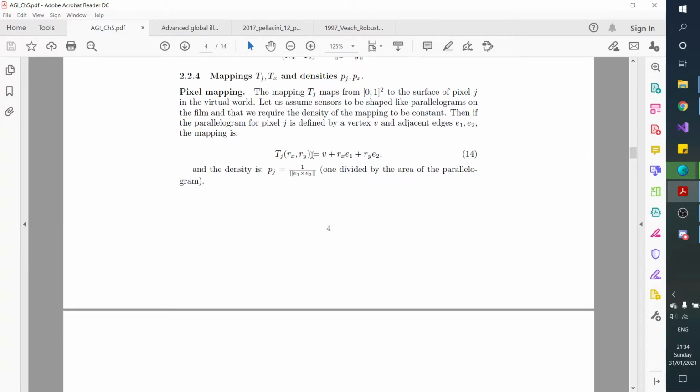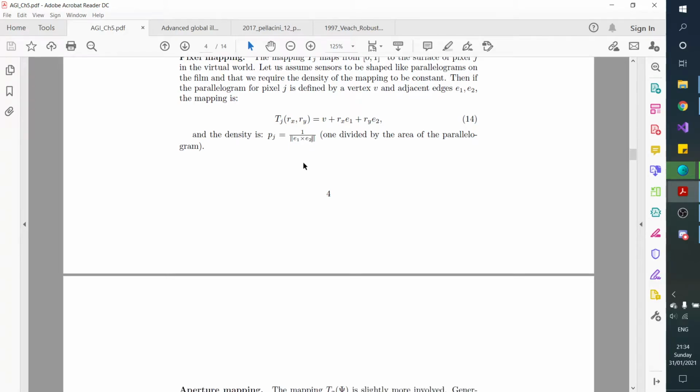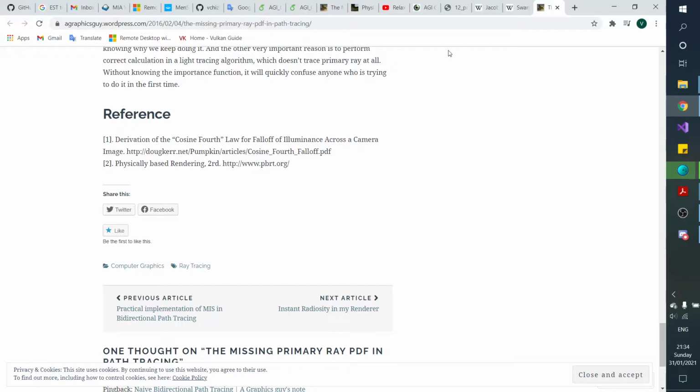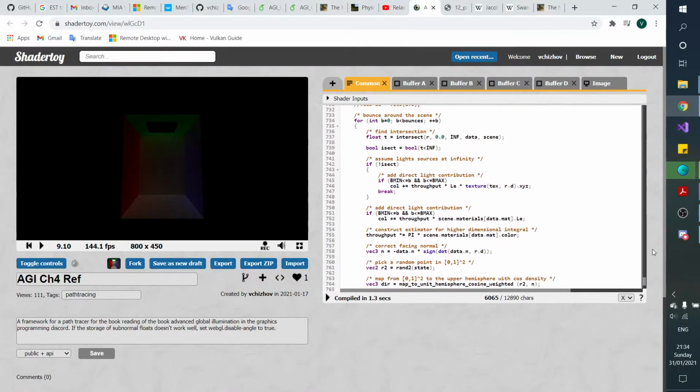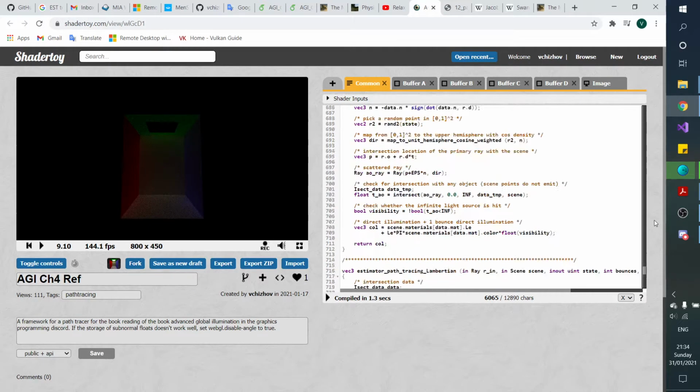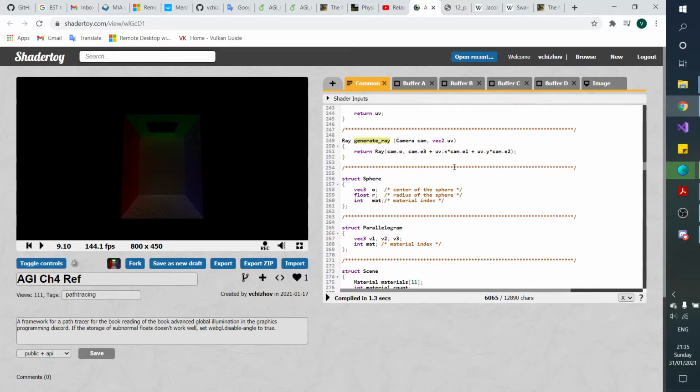If you assume your pixel is, let's say, a rectangle or whatever. And then the density of this is simply the size of the pixel. So this gives you the area. So this is a cross product, and then you take the length. Yeah, so that's a pretty trivial mapping, and you can see it in the code. It should be in generate ray. Yeah, so you can see it here.